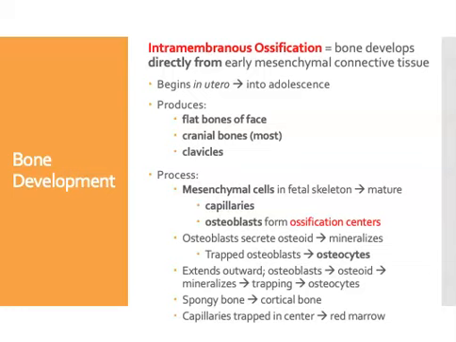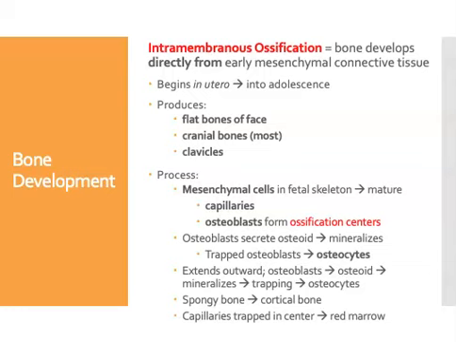Now, there are very particular bones that go through the process of intramembranous ossification. The flat bones of the face, the cranial bones, at least most of the cranial bones, and the clavicles, the collar bones. Intramembranous ossification is going to begin in utero. It's going to begin as the fetus is growing inside the mother, and it will continue through childhood and into adolescence.